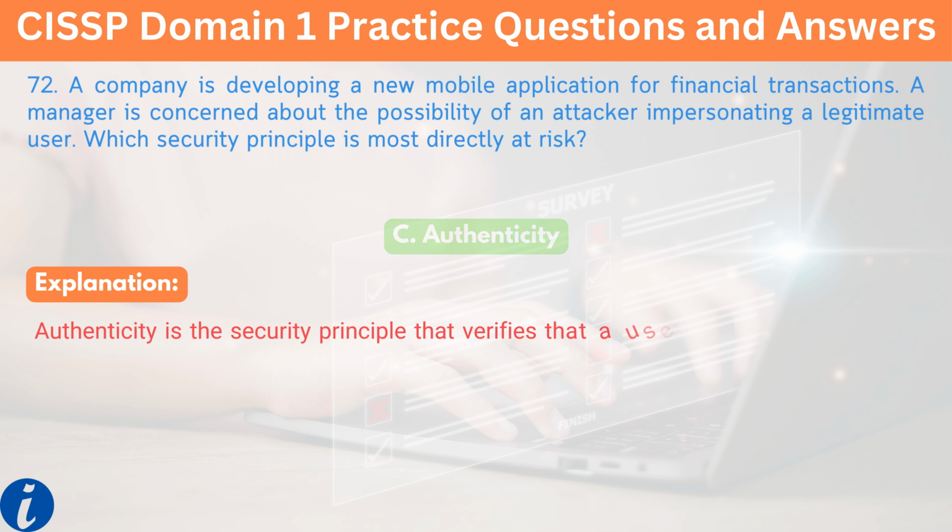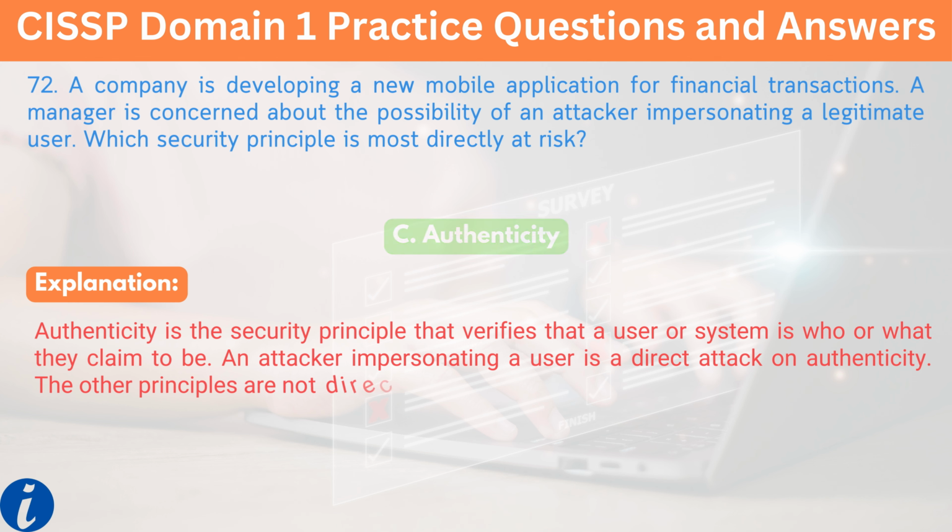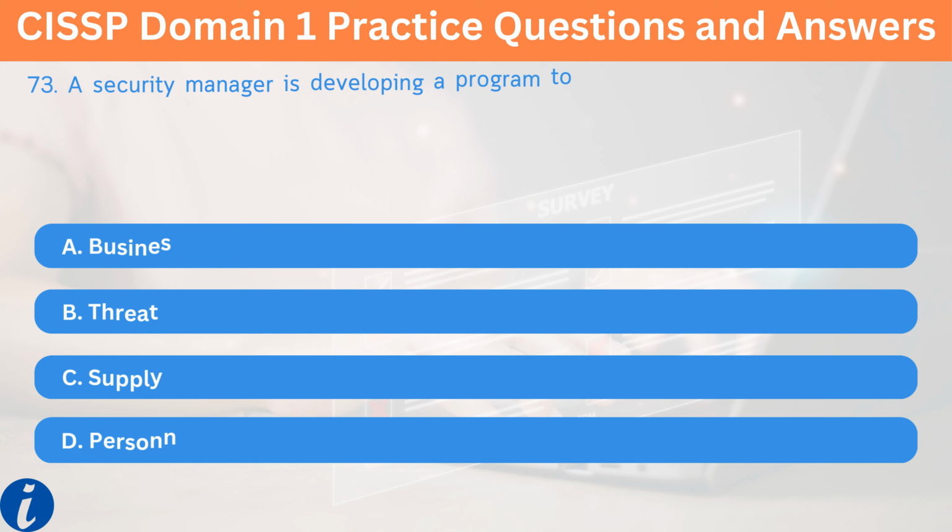Authenticity. Explanation. Authenticity is the security principle that verifies that a user or system is who or what they claim to be. An attacker impersonating a user is a direct attack on authenticity. The other principles are not directly impacted.